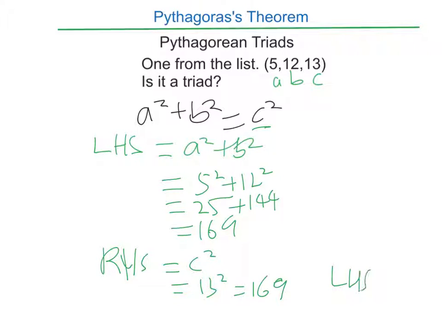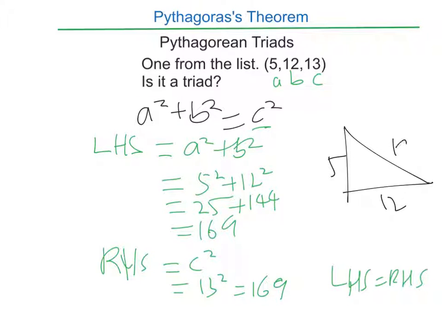Therefore, the left-hand side equals the right-hand side, and I've shown that this is a Pythagorean triad because it works with the equation. The left-hand side equals the right-hand side for these numbers. These numbers would make a triangle with sides 5, 12 and 13, and they fit Pythagoras' theorem.